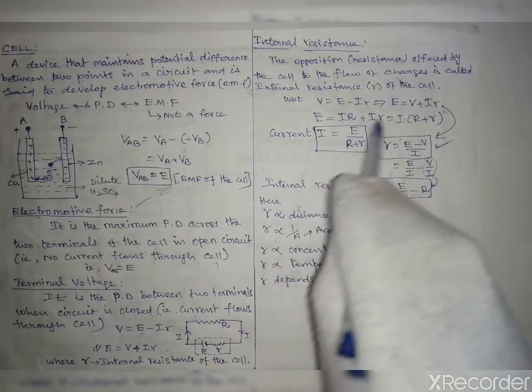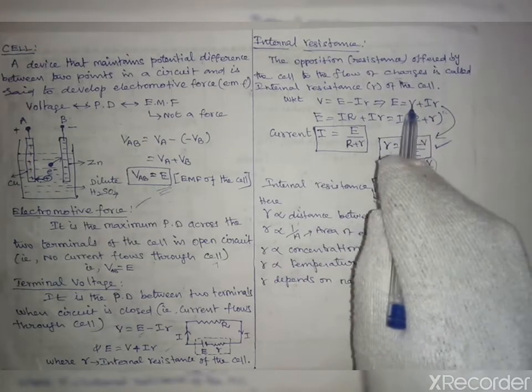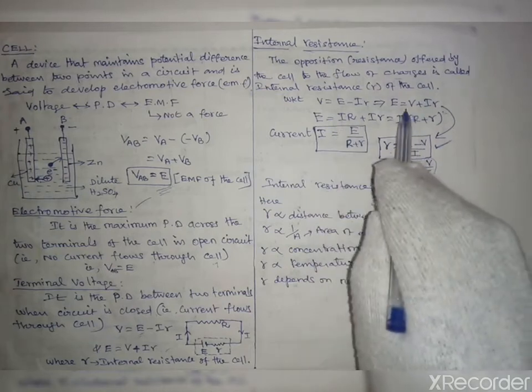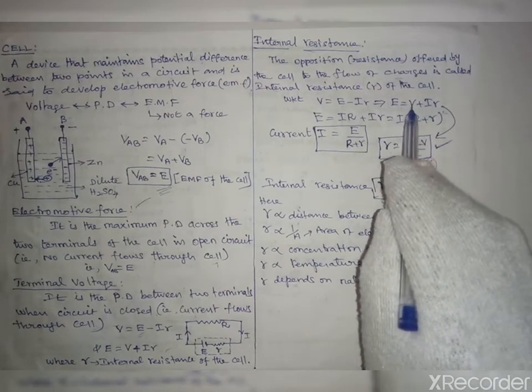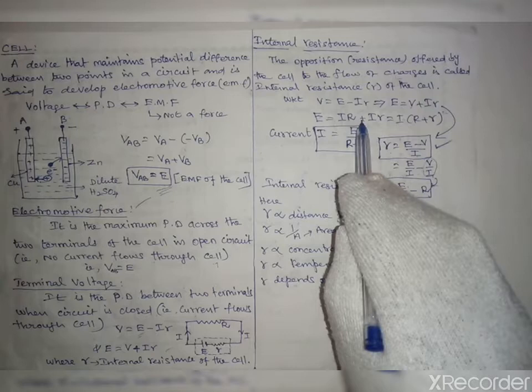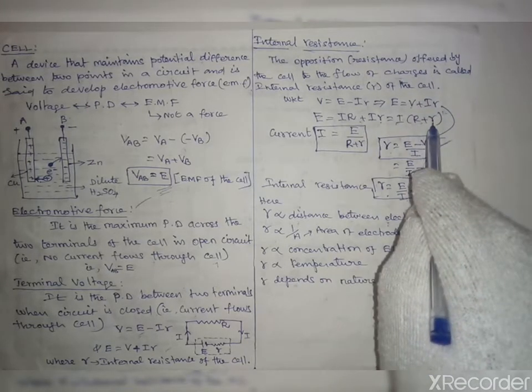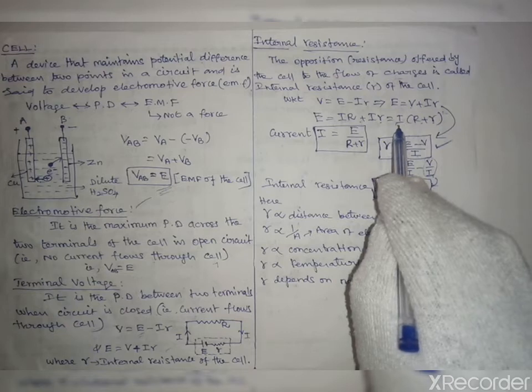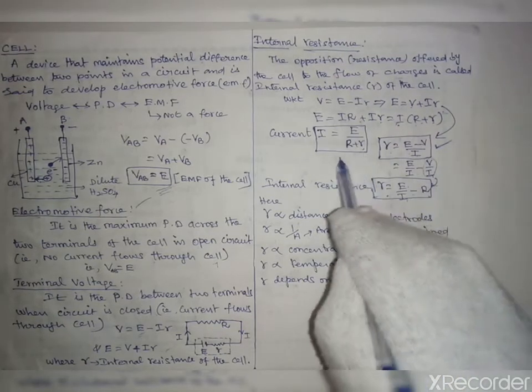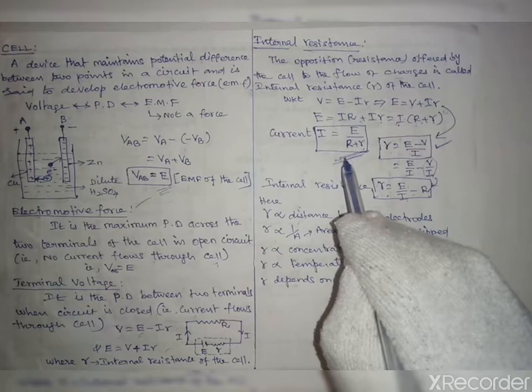And for current, we know the same formula, E is equal to V plus Ir. Replacing V equal to IR, Ohm's law we know. So instead of V, we are writing IR plus I into small r, taking I common, R plus small r. So we know for I, I equal to E by R plus r. So this is the formula for current.